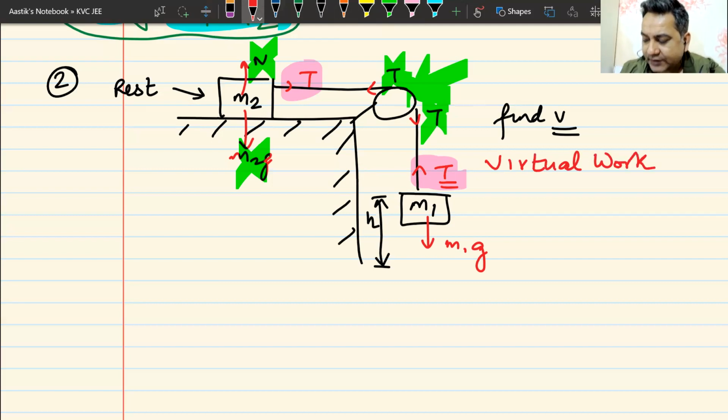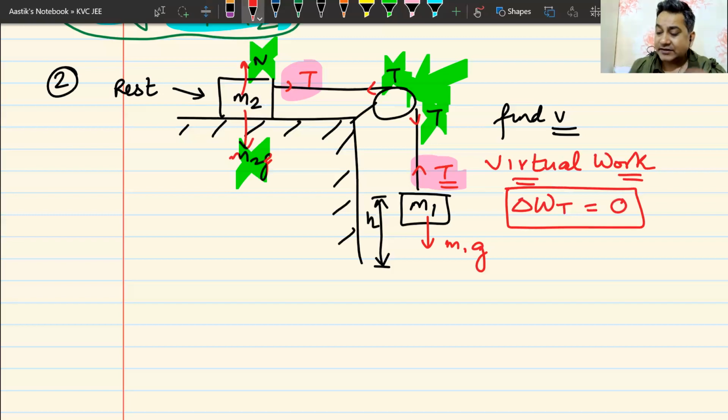We had calculated the relation between velocities and acceleration using the virtual work principle. In that virtual work principle, I had told you that the work done by tension, which is one of the internal forces of the system, will be 0. If you don't remember it, you can remember it now. Work done by tension is 0.